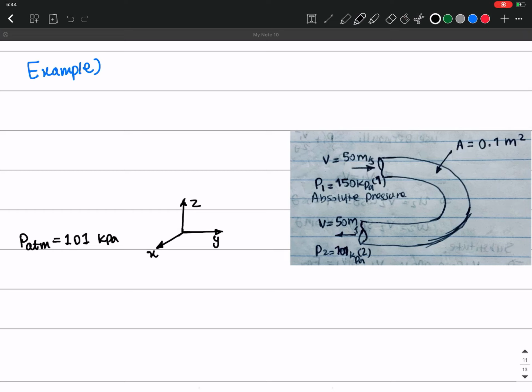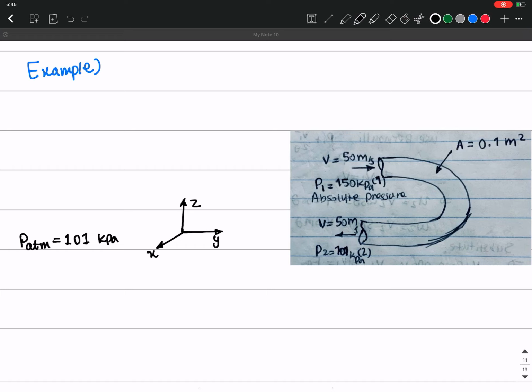Okay, so in this session, I'm gonna solve three more examples on the application of the linear momentum equation to find forces in different kinds of hydraulic structures. So the first example I'm gonna solve is as follows.